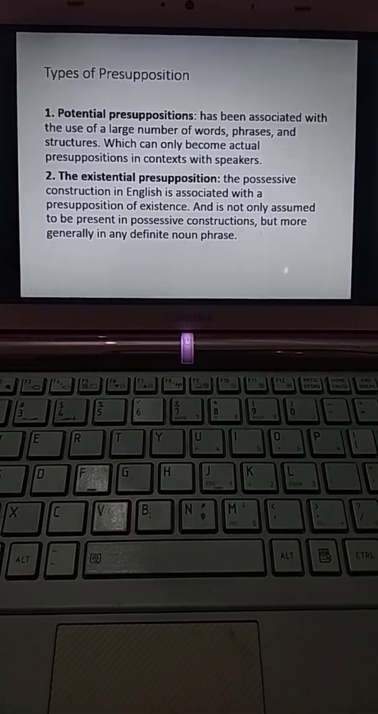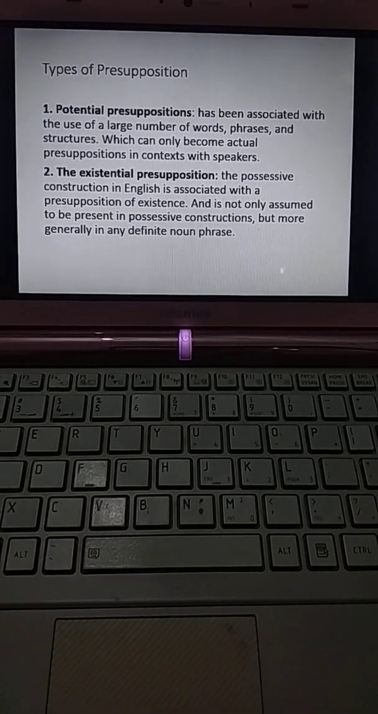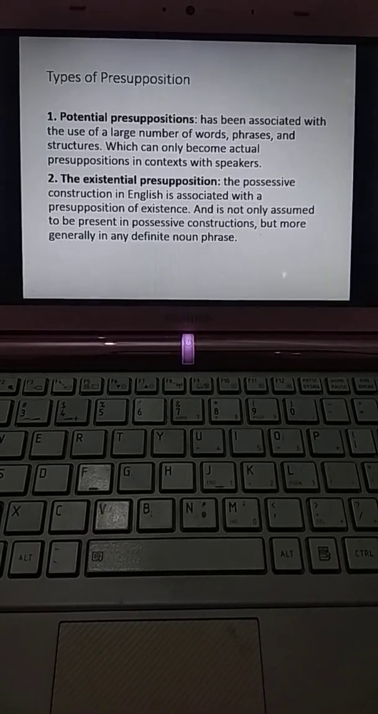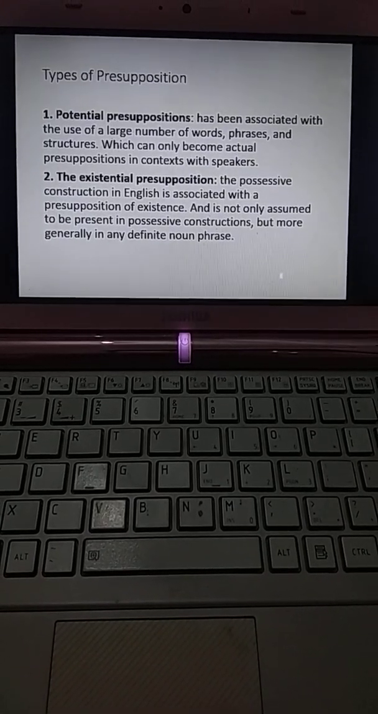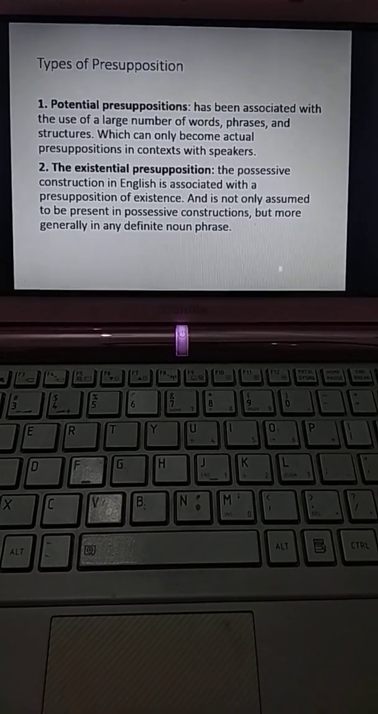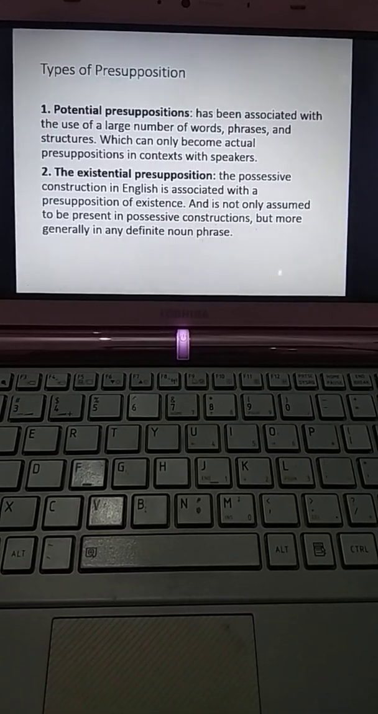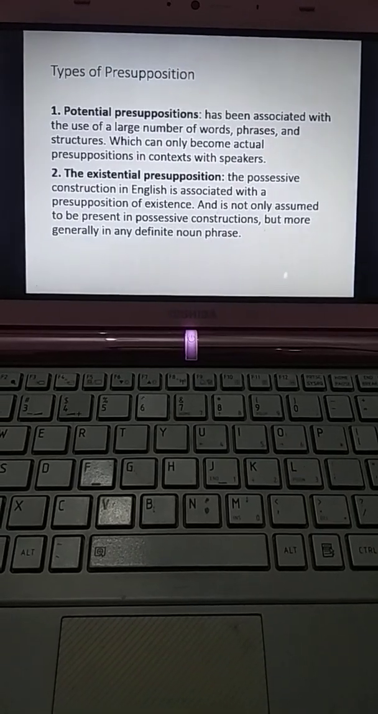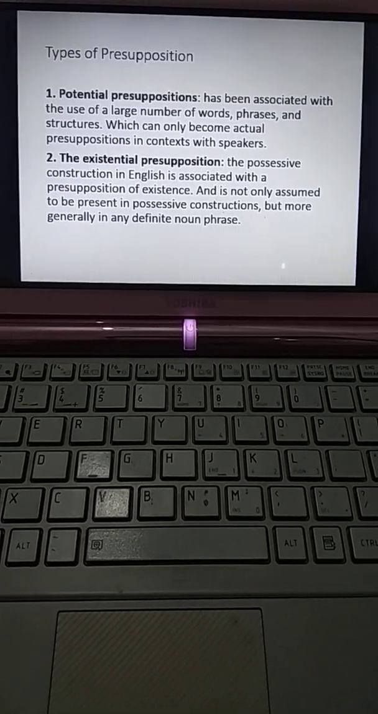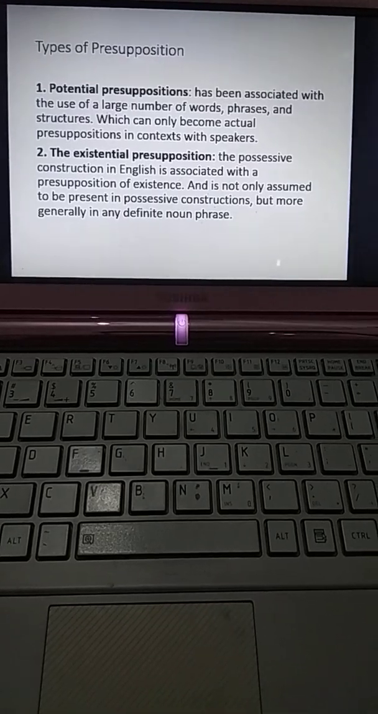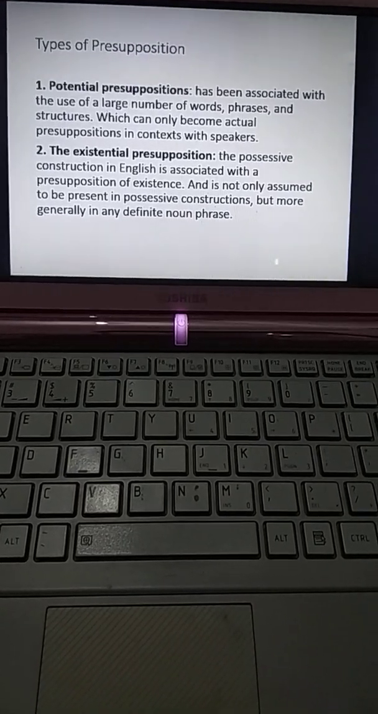Okay, these are the types of presupposition. Number one is potential presupposition, which has been associated with the use of a large number of words, phrases, and structures, which can only become actual presupposition in context with speakers. Number two, the existential presupposition, is the possessive construction in English, associated with a presupposition of existence, and is not only assumed to be present in possessive constructions, but more generally in any definite noun phrase.